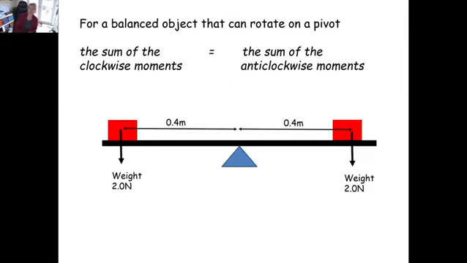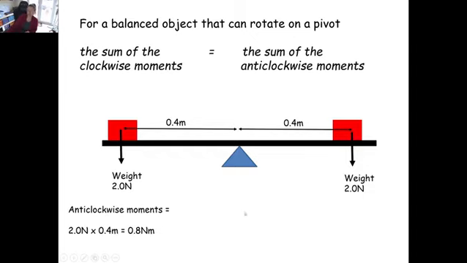The last thing that we're going to look at today is this fact that you need to learn about balanced objects, where the sum of the clockwise moments will equal the sum of the anti-clockwise moments. So let's explore that in a little bit more detail. So here we have a seesaw, and you can see here we've got two objects of the same weight and equal distance from the pivot point, which is here. So what do we mean by this? The sum of the clockwise moments must equal the sum of the anti-clockwise moments.